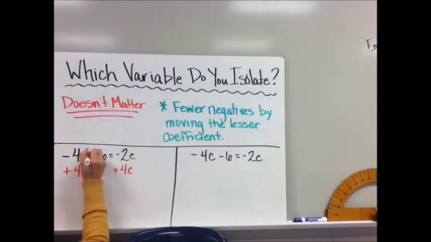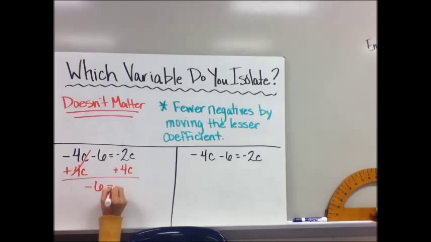That causes this side to cancel. Negative 6 comes down. That equals negative 2 plus 4 is a positive 2c. I'm going to undo multiplying by 2 by dividing by 2 on both sides. And c equals negative 3.